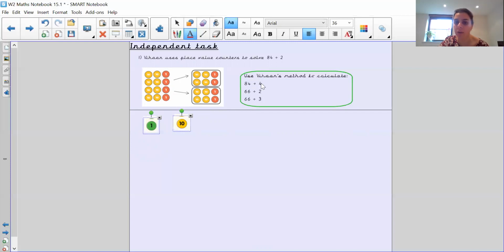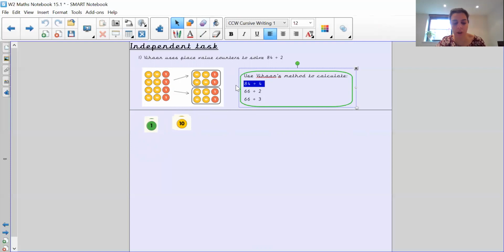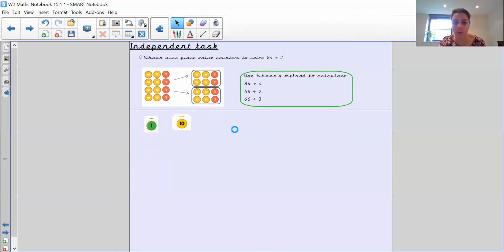Now I'm only going to do 84 divided by 4, because I'd like you to try and do the other ones if you haven't had a chance already. So we're just going to focus on 84 divided by 4. That's the question we're going to focus on. So I'm going to use the same method.